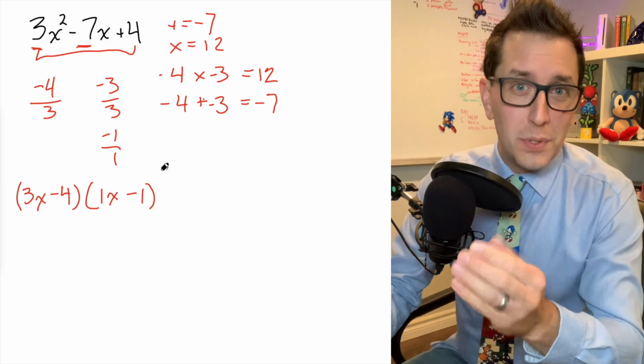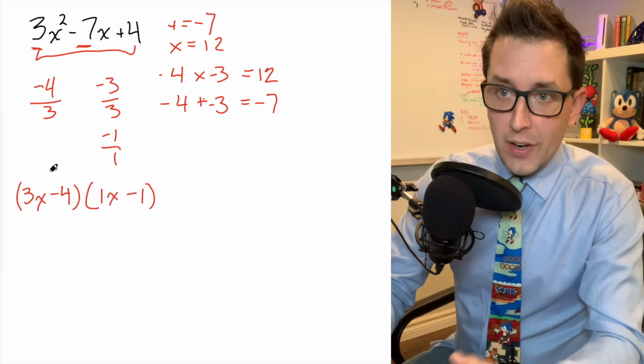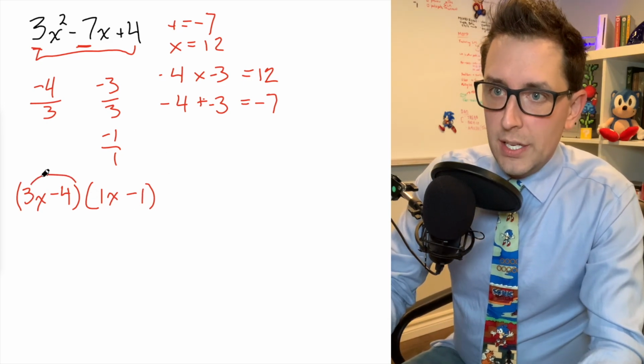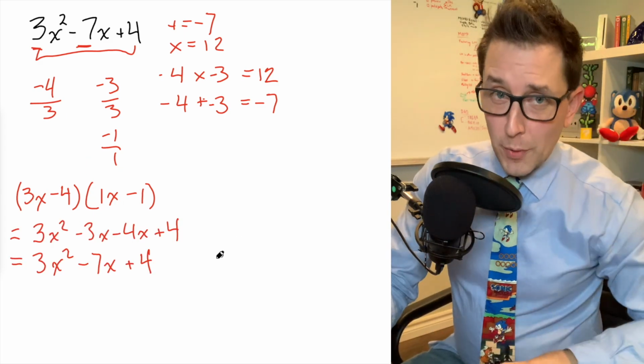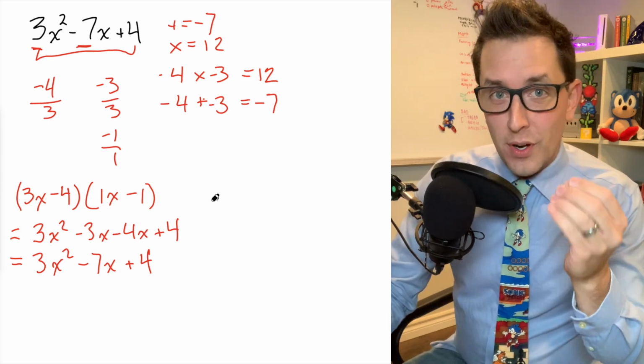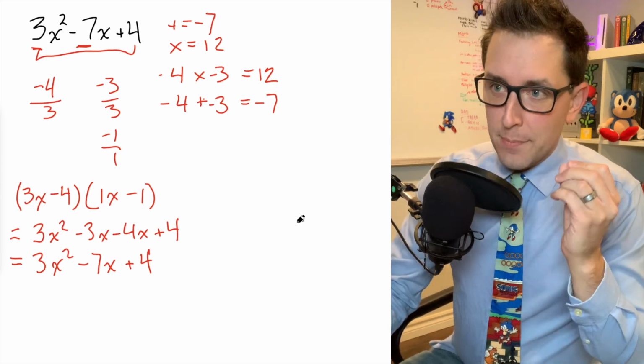And again, if you don't believe me that this works, you can check your answer just by multiplying out each term inside the brackets, and you'll see that you do in fact get that original trinomial back again. Now, I promise you, this strategy works every single time. It's a bit of a strange strategy.